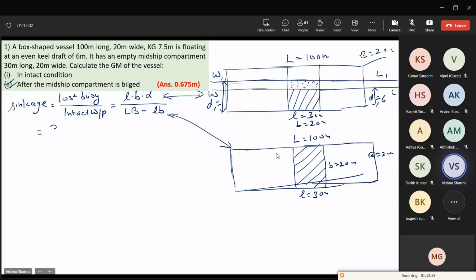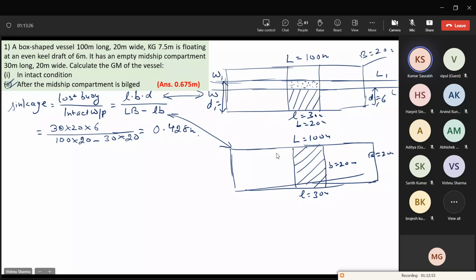Now you just need to put the values. You know all the values. Small l is 30. Small b is 20. D is 6. I'll just put the values for the sake of good order. How much is it coming? 0.428 meters. Is that correct, guys? Can you confirm?